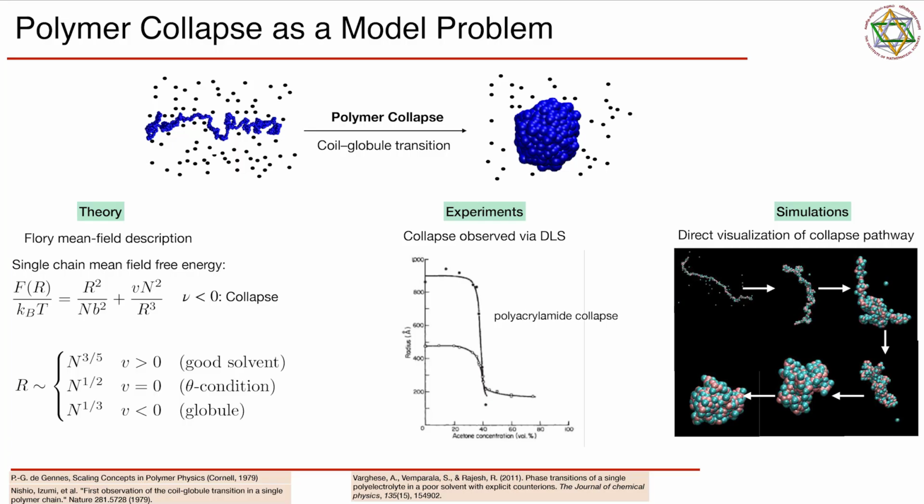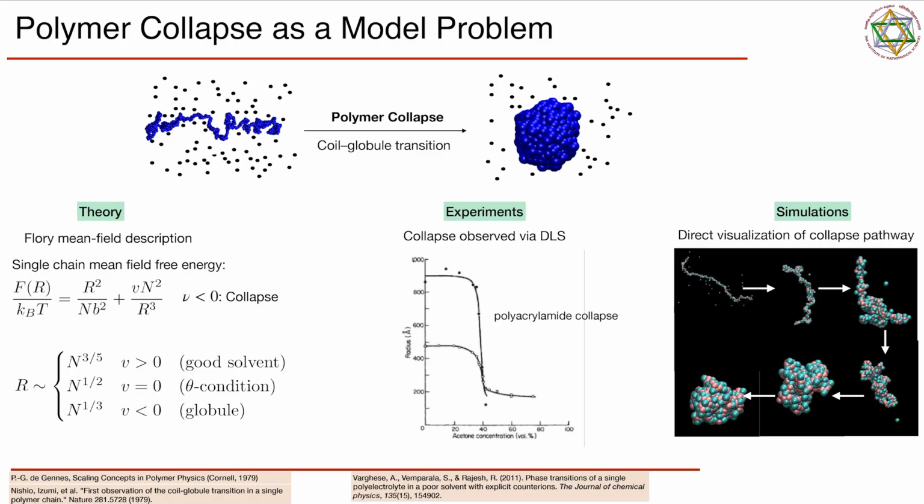You can also look at this from an experimental point of view. This is a very nice dynamic light scattering experiment, in which you could measure the collapse of this particular polymer, polyacrylamide. Again, this is a direct visualization of how you could look at the collapse of a polymer. But of course, as you can imagine, in both of these cases the microscopic details are what is missing.